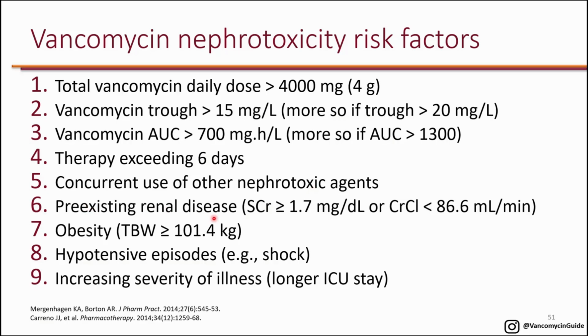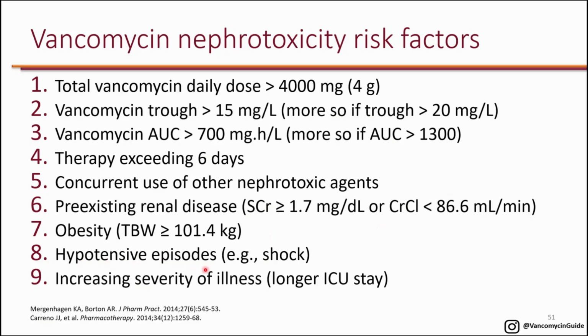Patients who have pre-existing renal disease, defined as a serum creatinine at baseline of 1.7 or higher, or a creatinine clearance of less than 86.6. So these are risk factors. Obesity was also a risk factor, defined as a total body weight of 101. The way they came up with these numbers is that they did logistic regression, and they found statistically significant correlations between these and nephrotoxicity.